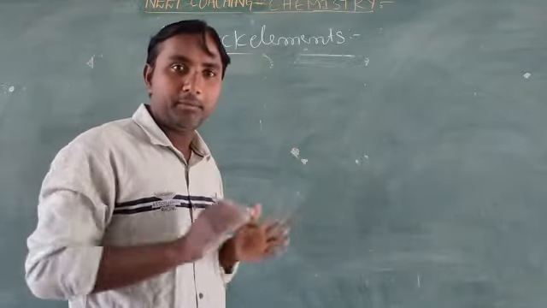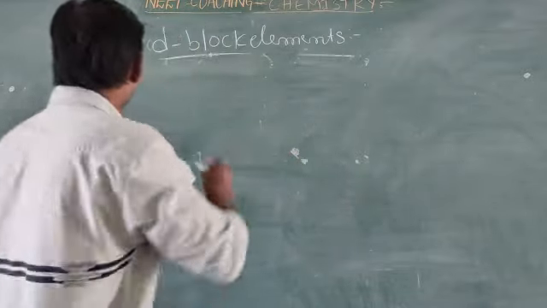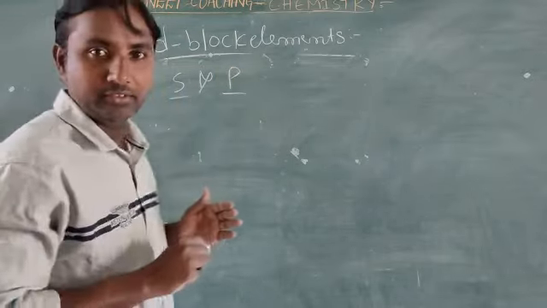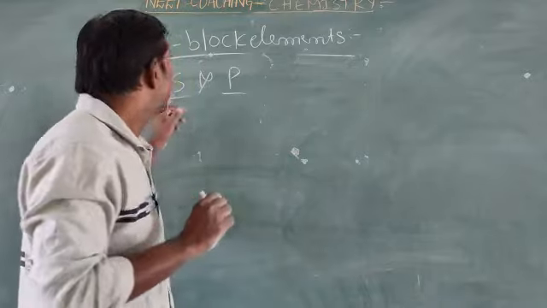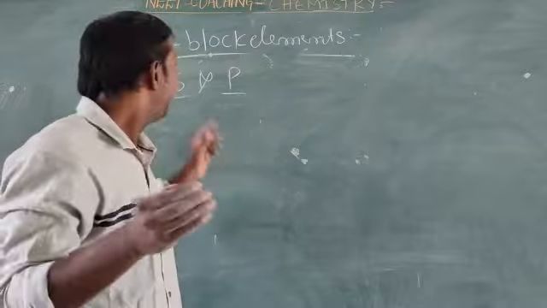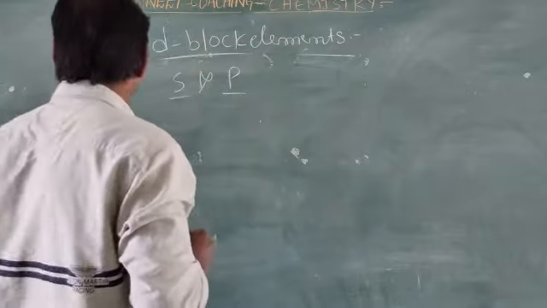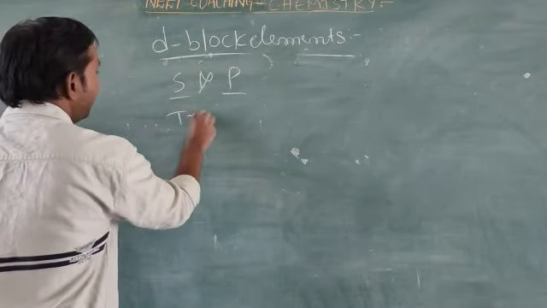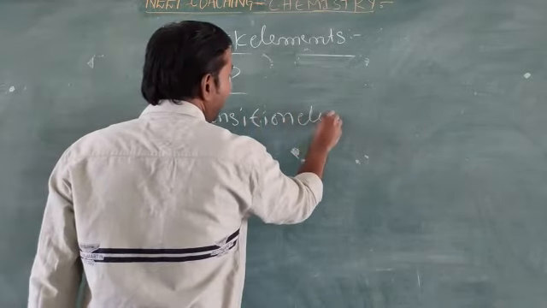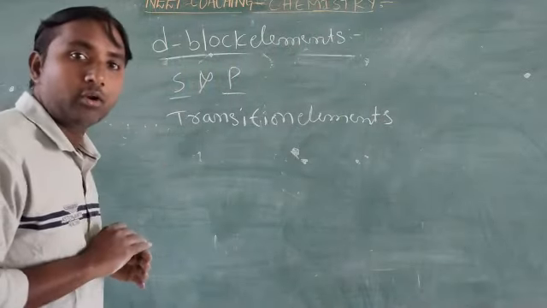In the periodic table, these d block elements are placed in between s block elements and p block elements. So the properties of these d block elements are also between s block elements and p block elements. That's why these d block elements are called transition elements. What are the transition elements?